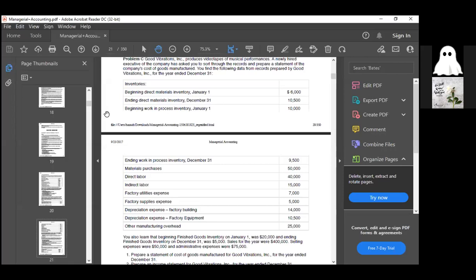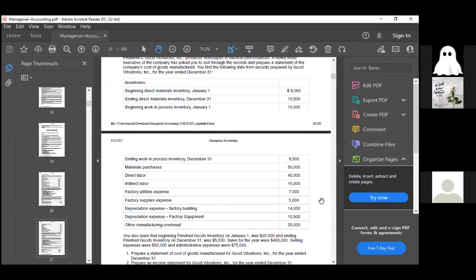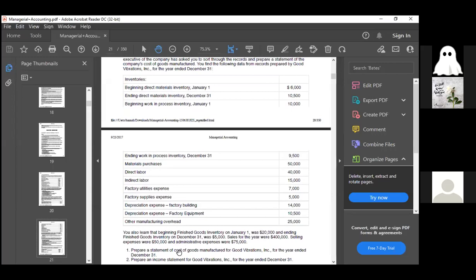So we're doing the cost statement. In the question here, or normally in this book, they ask the question in this way: prepare a statement of cost of goods manufactured and then prepare an income statement.